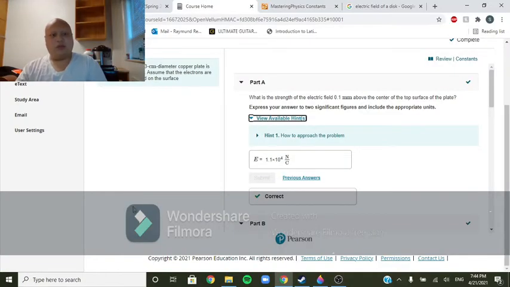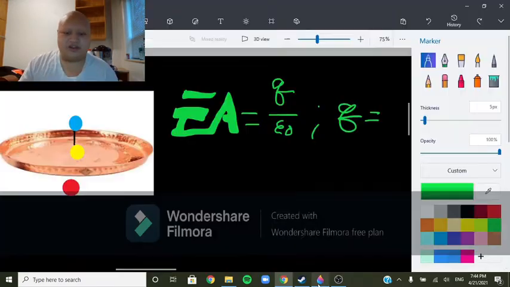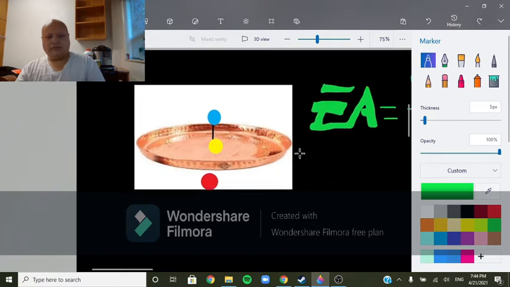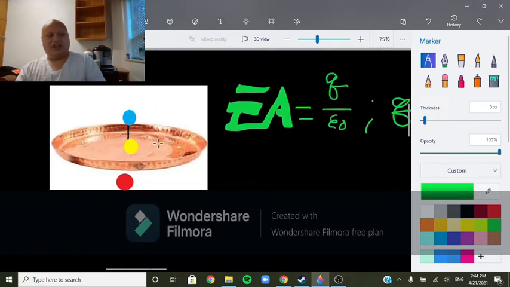So assuming you read the problem, you should see, for part A, we are looking for the strength of the electric field 1 millimeter above the center of the top of the copper plate. So here's the copper plate, and the blue dot is what we are looking for. And first, remember that the plate is negatively charged.